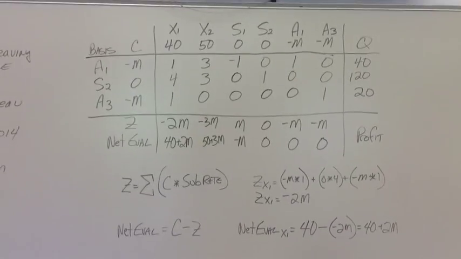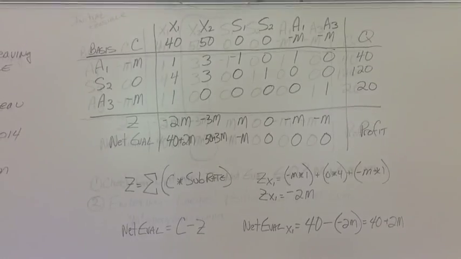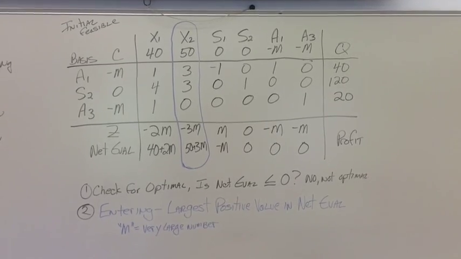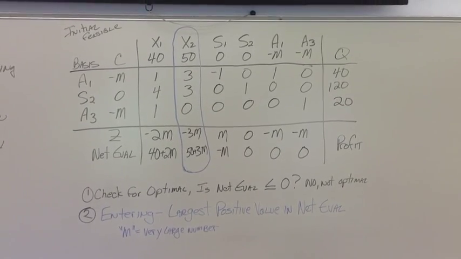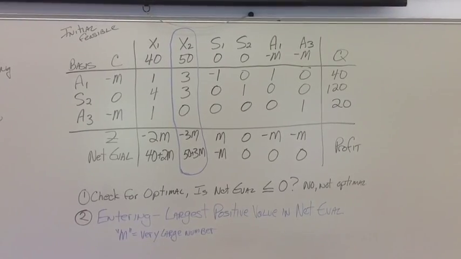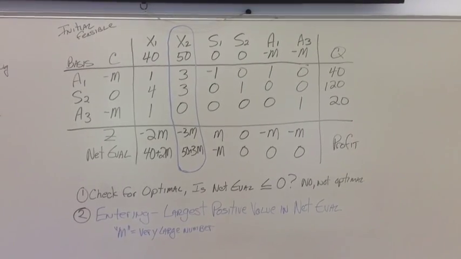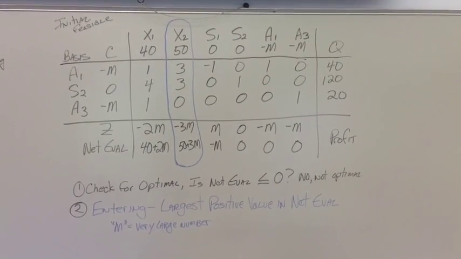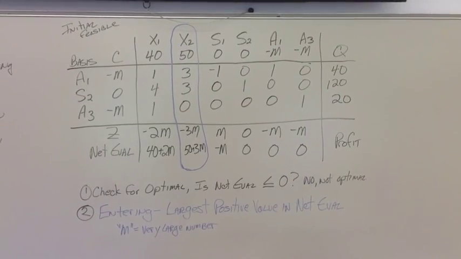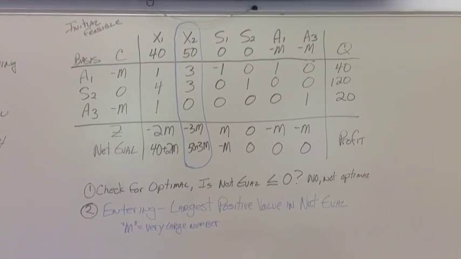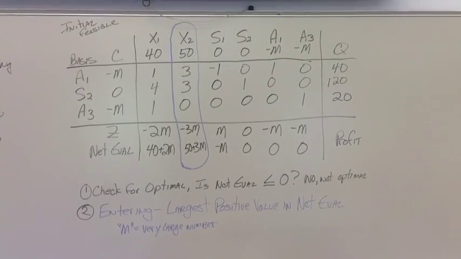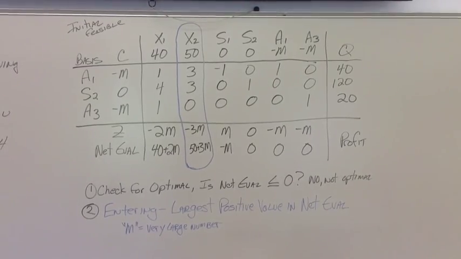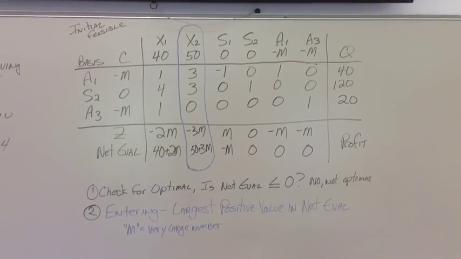Now, we will calculate our entering and leaving variables. Next, we have to identify the entering variable. We look at the net evaluation row, and it's the largest positive value. Remember that m stands for a very large number. If you don't like using abstract numbers, just substitute million. So 3,050,000 is greater than 2,040,000. So x2 would be our largest positive number in the net evaluation row, so that's our entering variable.